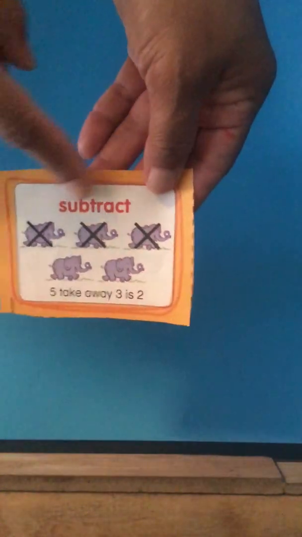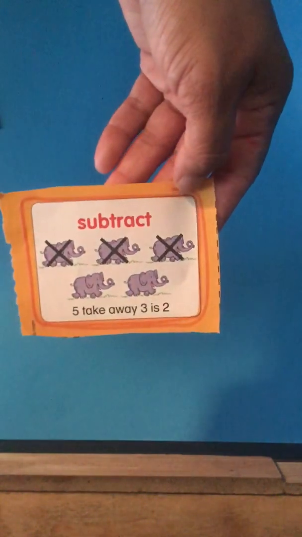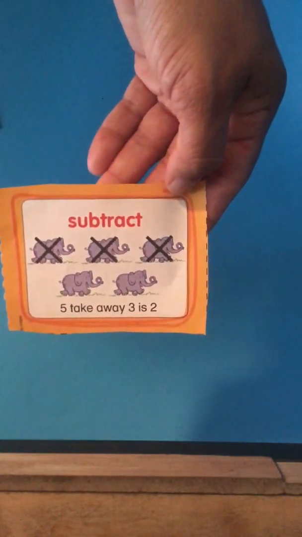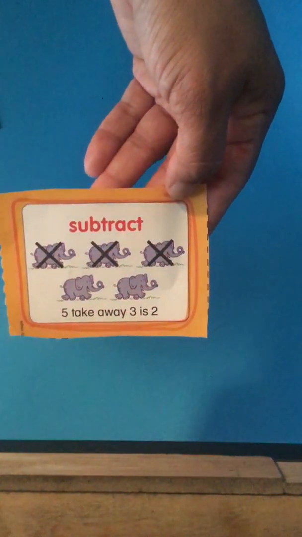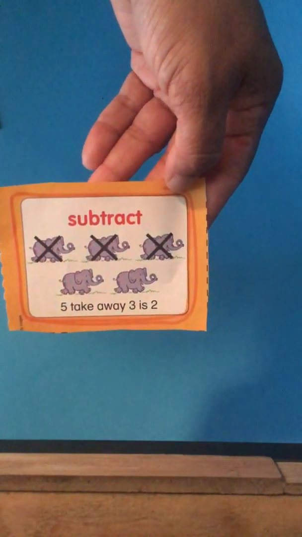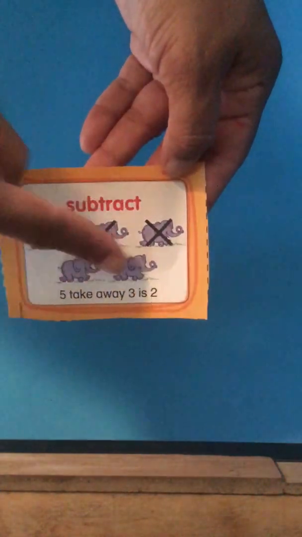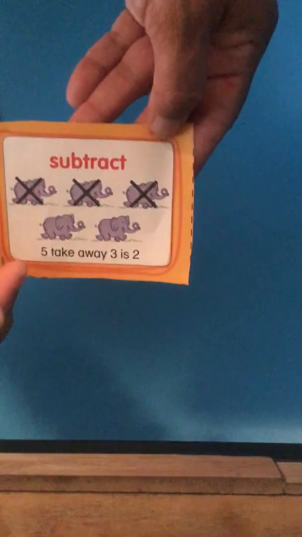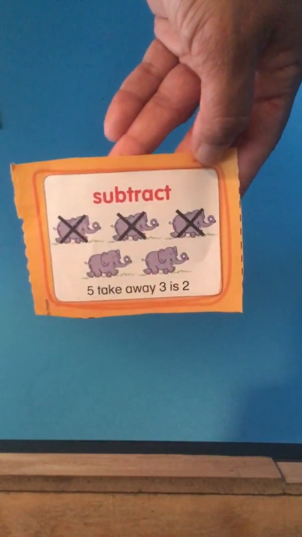Today, we're going to continue to subtract. Like, look at the vocabulary word here. 5 elephants went for a walk. 3 went away to take a nap. And we cross them out. How many are left? 2. 5 take away 3 is 2. We're going to continue working on this one.